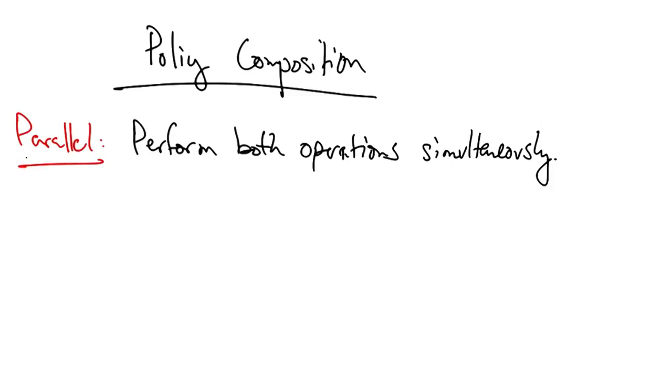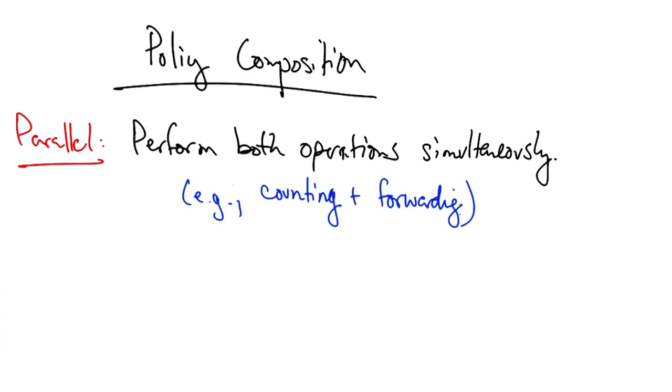One way of composing policies is to perform both operations simultaneously. For example, one might want to forward traffic but also count how much traffic is being forwarded. Both of those operations can be performed in parallel.